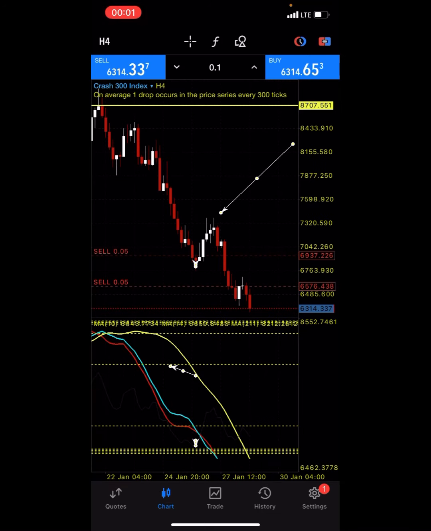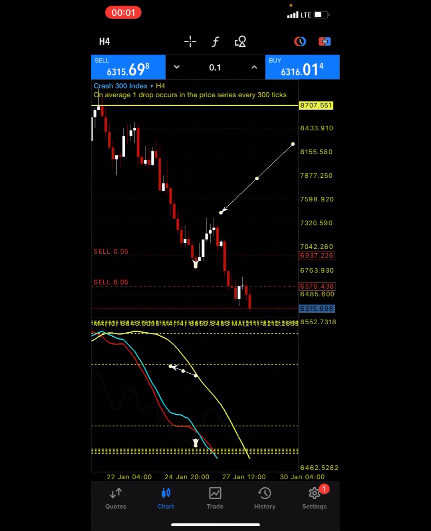So you need to understand that you don't just want to take entries anyhow, anywhere. You always want to look for important zones in the markets before you take entries, and I'm going to use this strategy to explain to you those kind of important zones where you want to look forward to taking entries.